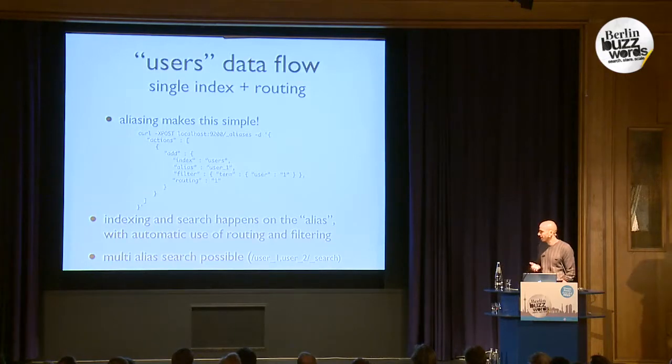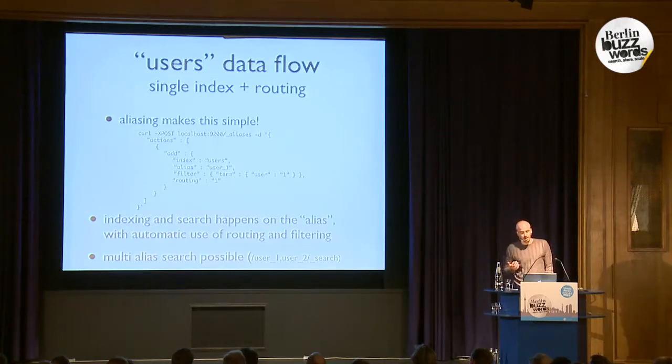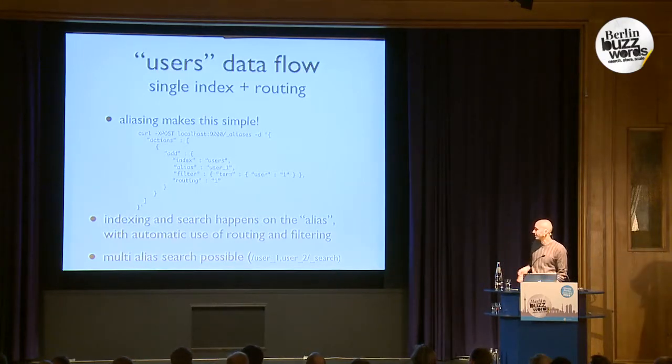So we can index documents against the user_1 alias, and it will automatically apply the relevant routing. We can search against user_1, and it will automatically both apply the routing and do the relevant filtering, so we don't have to care about that. Another nice feature is that it automatically supports multi-alias searching. So we can put user_1 and user_2, and it will automatically do an OR between the different filters to find all the relevant data, and obviously hit only the relevant shards that are appropriate to that list of aliases.